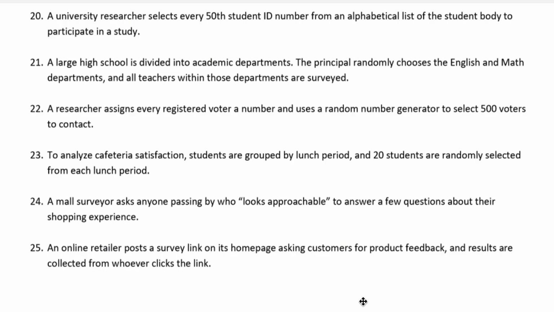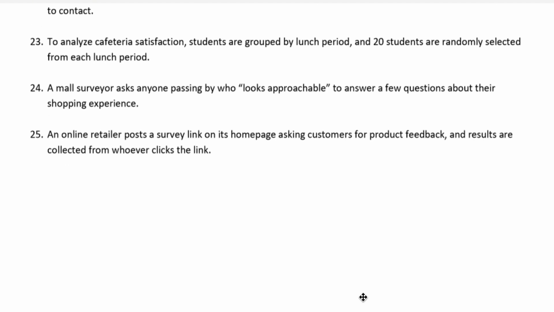25. An online retailer posts a survey link on its homepage asking customers for product feedback, and results are collected from whoever clicks the link. This will be a voluntary response sample because not everyone will see the link and prefer to click it. So the data collection will also lead to bias.